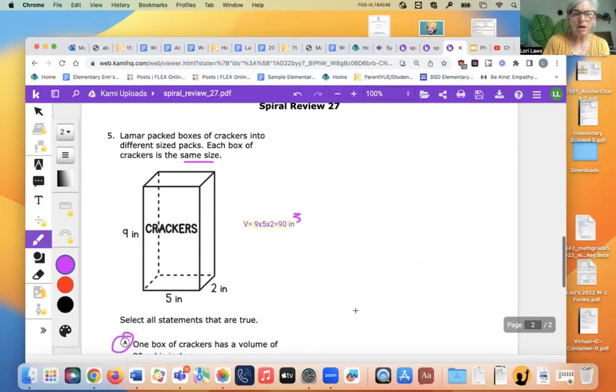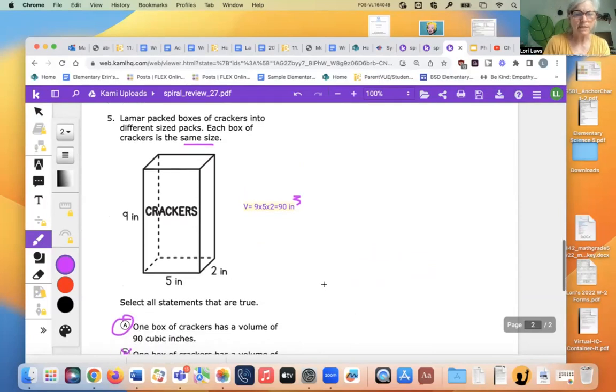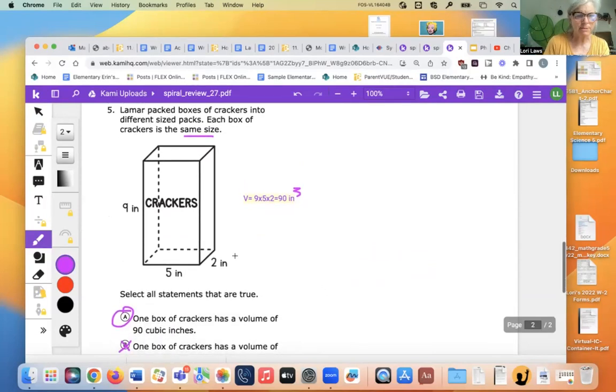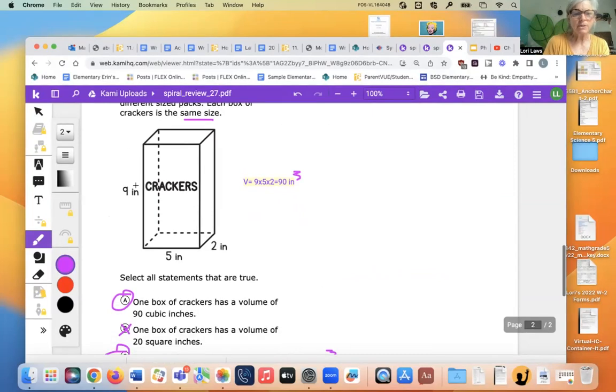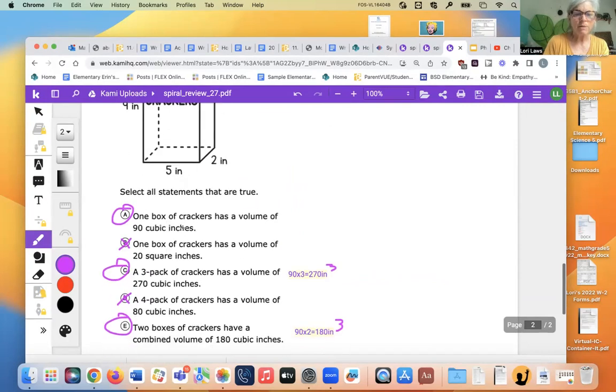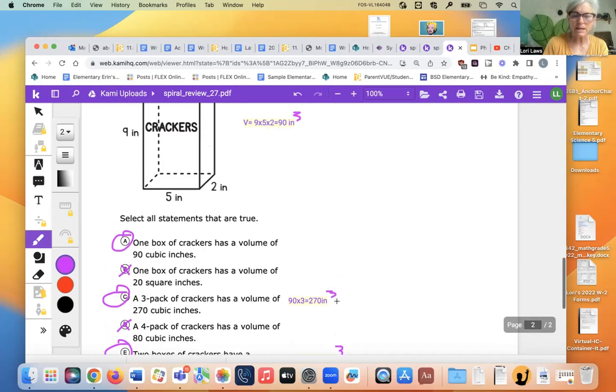Number 5, Lamar packed boxes of crackers into different size packs. Each box is the same size. So first I did the volume of this box of crackers. It was 9 inches tall, 5 inches wide, 2 inches deep. That's 90 inches cubed. One box of crackers has a volume of 90. True. One box of crackers has a volume of 20. False. 3 pack of crackers has a volume of 270. Well, 3 times 90 is 270, so that's true.